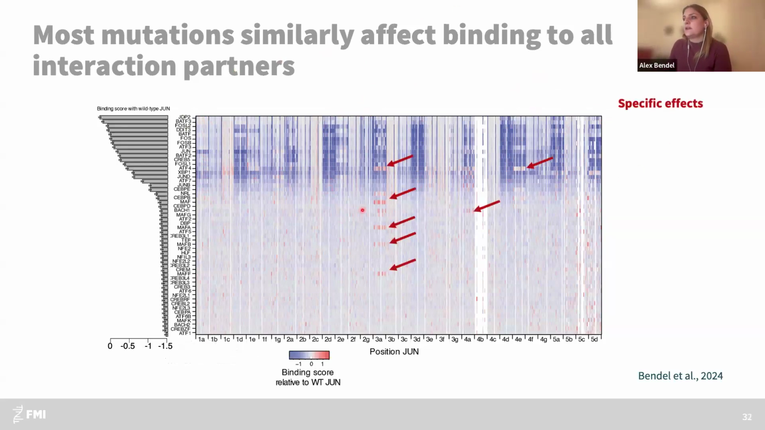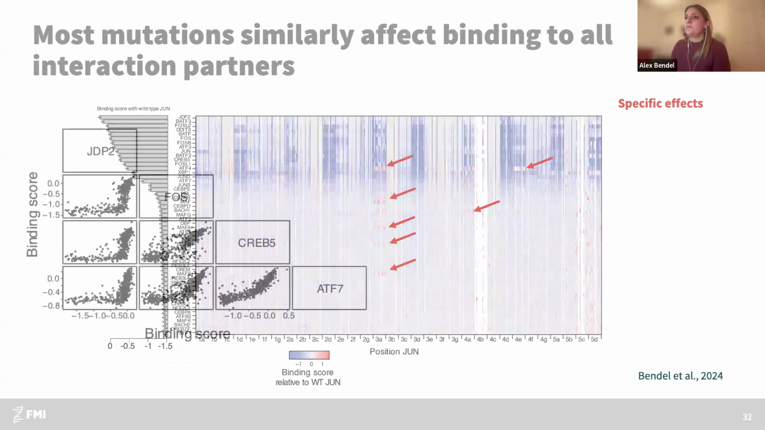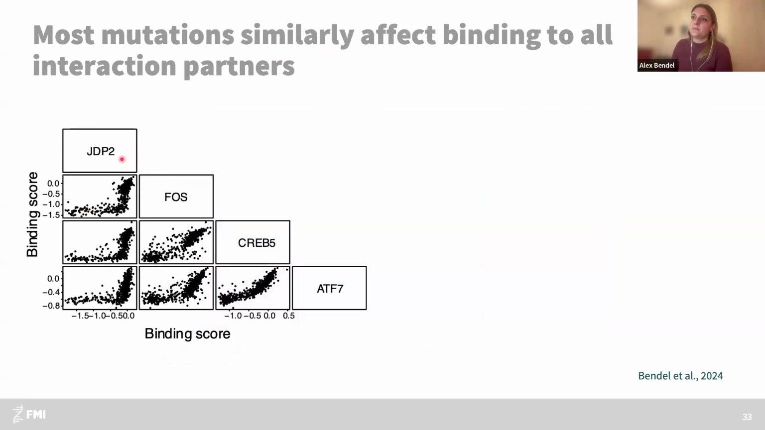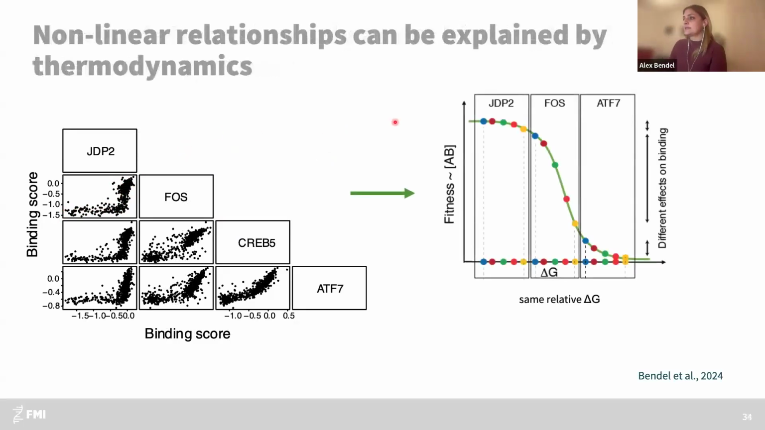But additionally, we also have these few specific effects where the effect we're observing seems to be only present in a specific set of partners. If we plot the mutation effects of different BZIPs against each other, we also observe that they follow a trend, but this trend seems to be nonlinear. And so there seems to be a similar effect, but they're not linearly related. And this lack of linearity we can actually explain by thermodynamics.